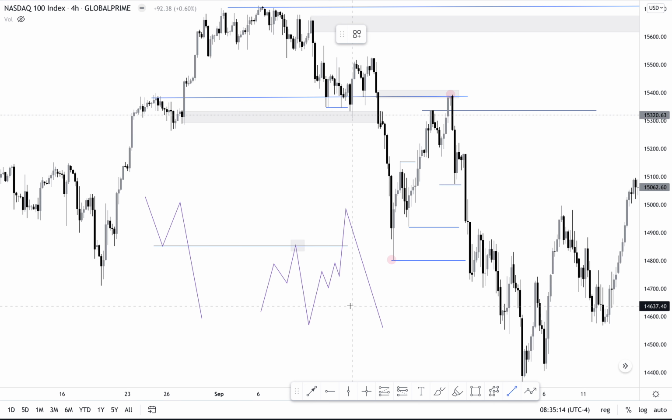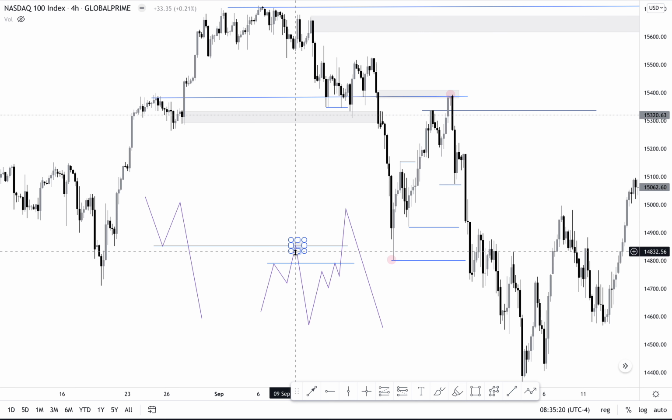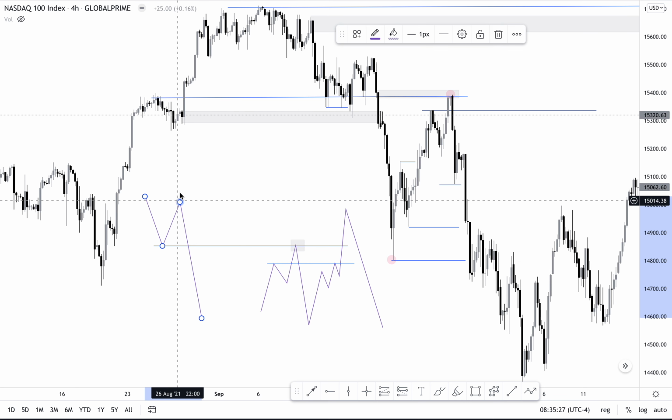I saw a QML, what happened? Why didn't my QML work? You just need to understand which side this QML is coming from. The head of your QML, which side is it coming from? And there is another way that a QML fails.